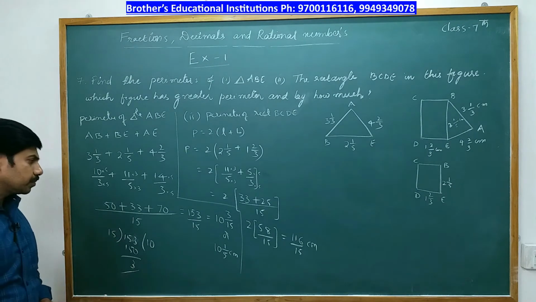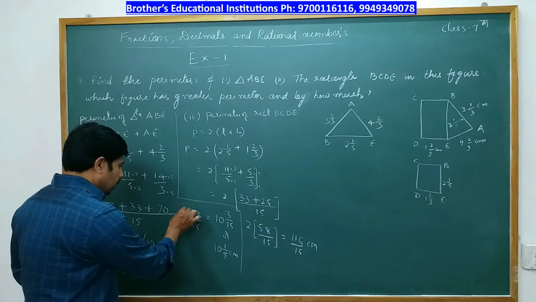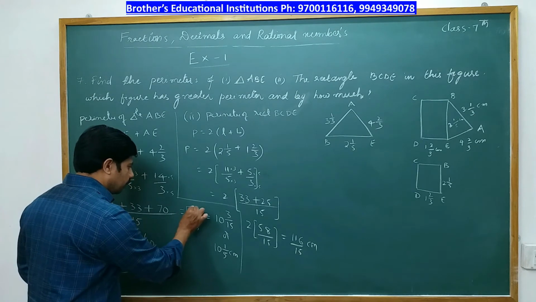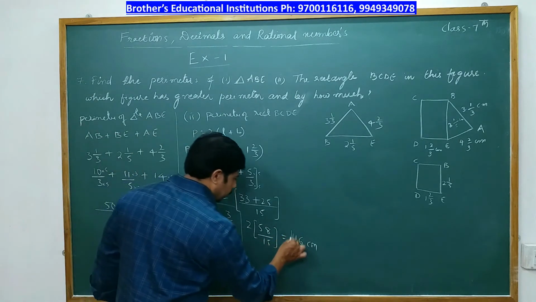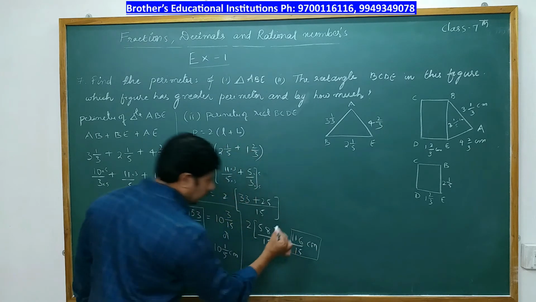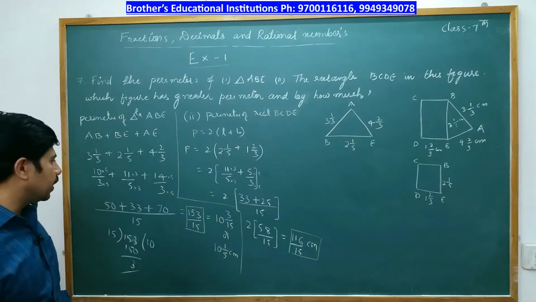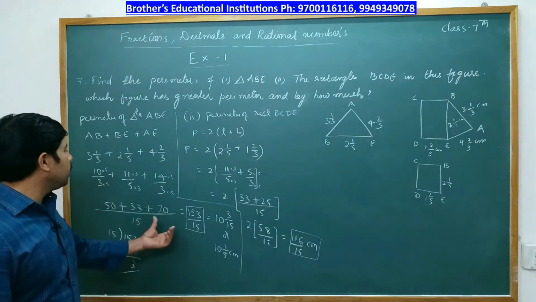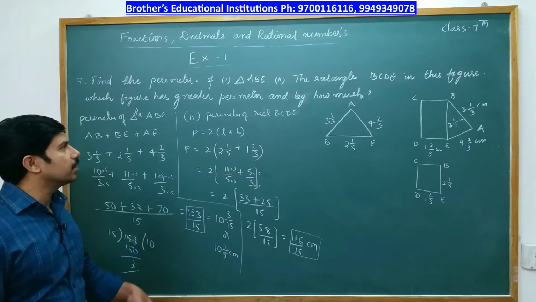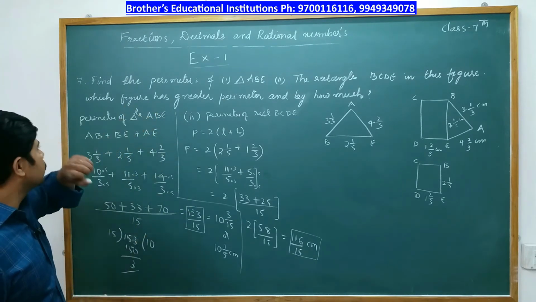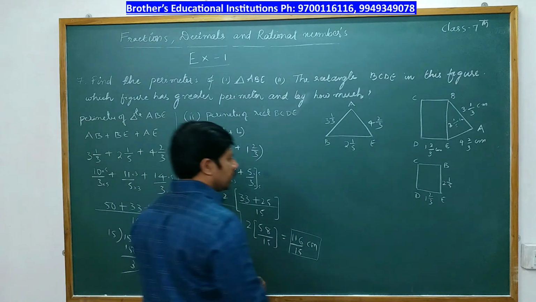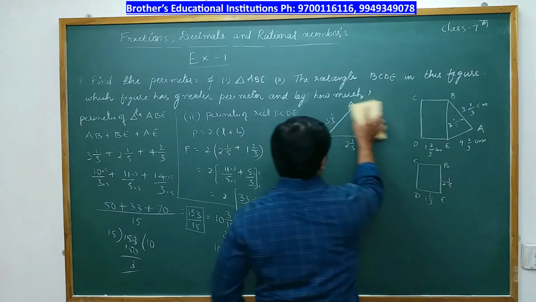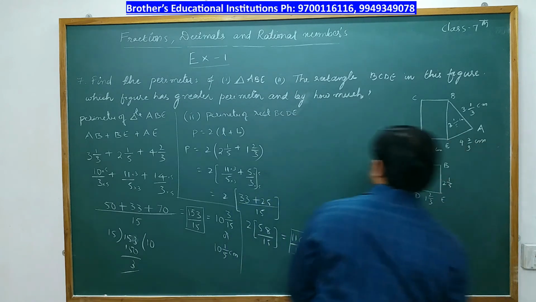Now we have the perimeter of the triangle and the perimeter of the rectangle. So which is greater? Clearly the perimeter of the triangle ABE is greater. In the question it asked which figure has a greater perimeter. So we can clearly write that the perimeter of the triangle is greater.